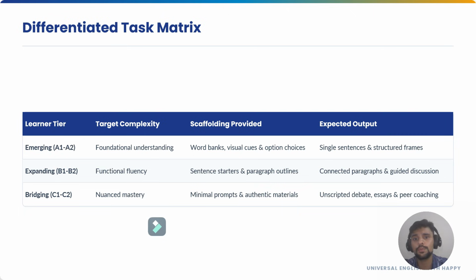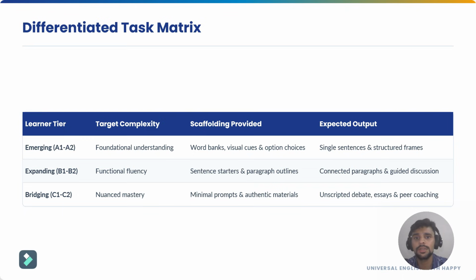For expanding learners, B1 to B2 level, the target is functional fluency and paragraph production. The scaffolding could provide transitional phrase lists and structured paragraph outlines. And here the expected output could be connected opinion paragraphs and guided peer discussions, comparing advantages and disadvantages.